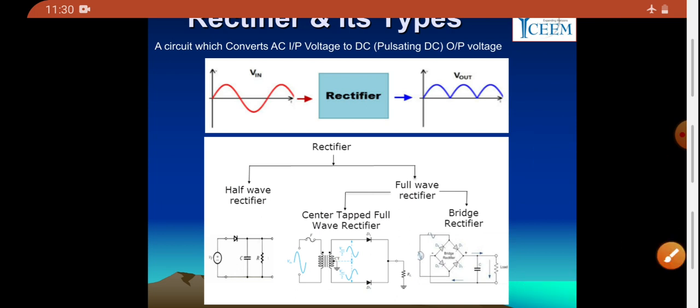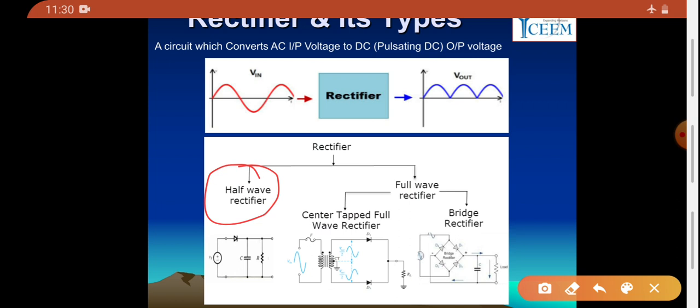Okay, so there are basically two types of rectifiers. In some books it is also mentioned as three types. Okay, so half wave rectifier and full wave rectifier, and there are again subtypes of full wave rectifier: center tapped full wave rectifier and bridge rectifier. Okay, so as you can see here, in a half wave rectifier only one diode is used. The input signal is the AC input signal.